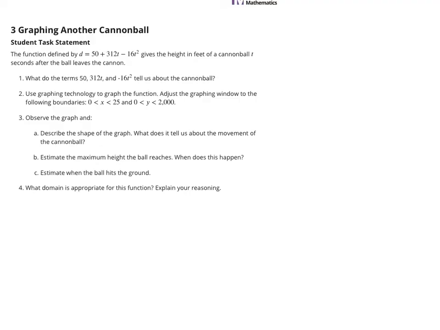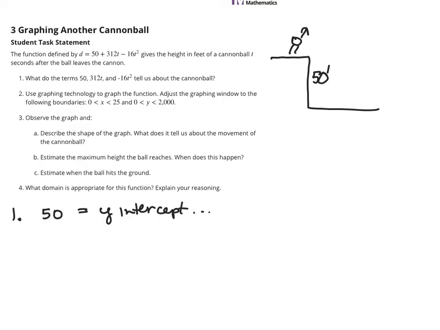All right, moving on. Graphing another cannonball. The function defined by d equals 50 plus 312t minus 16t squared gives the height in feet of a cannonball t seconds after the ball leaves the cannon. What do the terms 50, 312t, and minus 16t squared tell us about the cannonball? Well, 50, just like the last one, would be where it's being shot from, 50 feet above the ground. Okay, 50 feet from ground level.